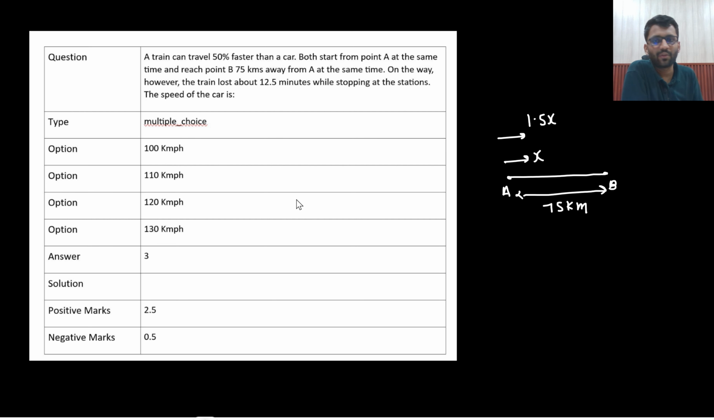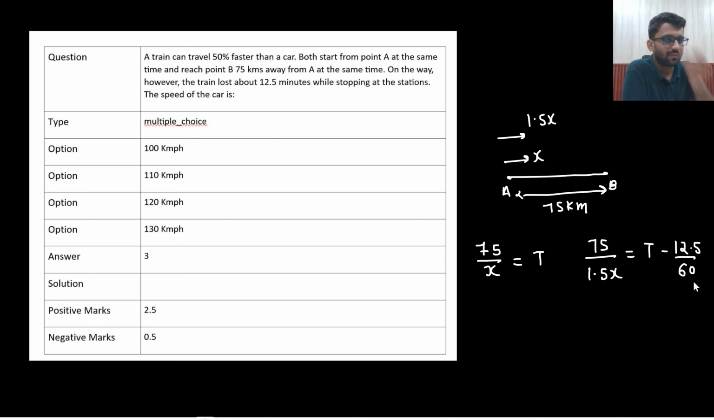Why are they reaching at the same time? Because they say that the train lost about 12.5 minutes while stopping at the station. So the train lost 12.5 minutes while stopping at the station. That means if you are running with the speed of x kilometer per hour, you are taking time t. But if you are running with the speed of 1.5x, you are taking time t minus 12.5 by 60, right? Say yes or no? You are taking lesser time. Why are you taking lesser time? Because you are stopping for 12.5 minutes, no? So if you had run at 1.5x without stopping, then you would take this much time only.